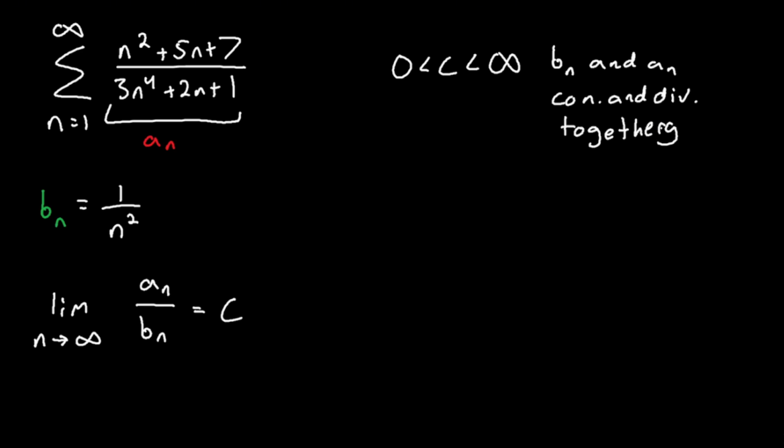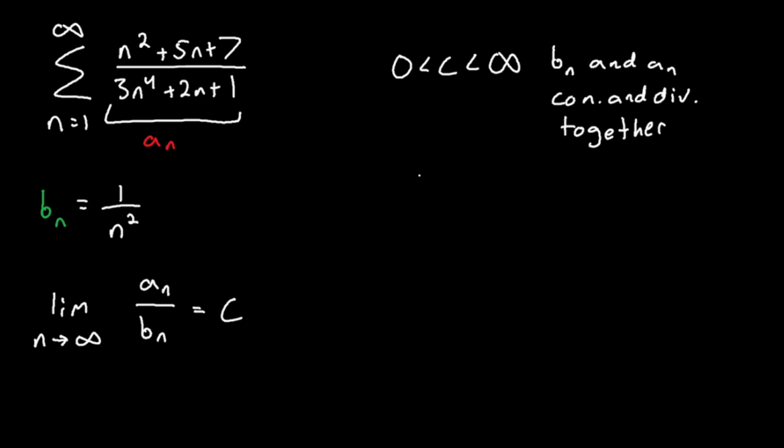So if your b of n diverges, a of n diverges. And if a of n diverges, then b of n diverges. And if b of n converges, then a of n converges. Basically, if either of them converges, then the other one converges. If either of them diverges, then the other one diverges.